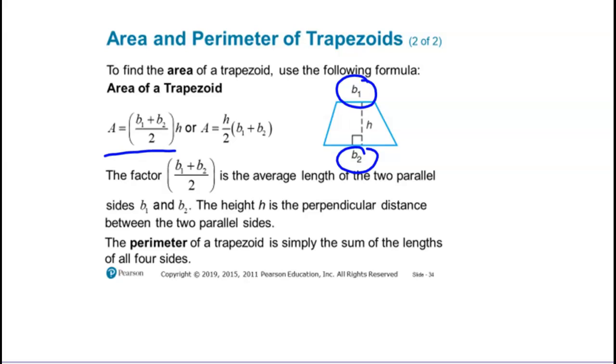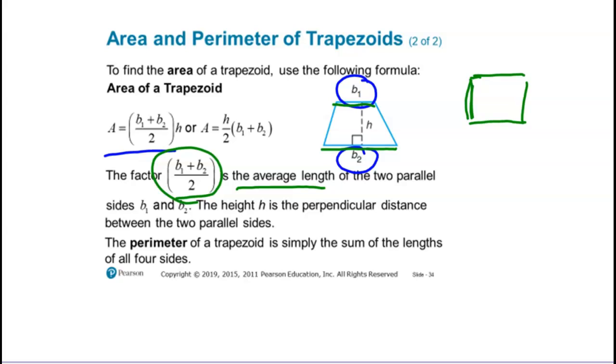The main thing this is doing is taking the length of B1 and the length of B2 and finding the average of those, because we divide by 2. Then we get the average length of the two parallel sides, and then we go with a common height. What we end up with is a quadrilateral, and we know how to solve the area and perimeter of quadrilaterals, so that's pretty easy.